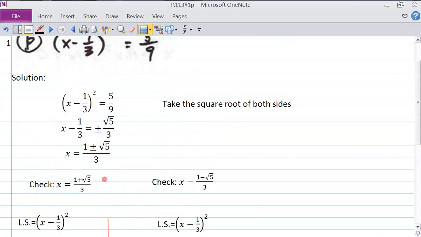So again, here, the root of 5 is about 2.2. It's an irrational number. If you wanted to, you could give approximate answers as 1 plus 2.2/3 or 1 minus 2.2/3. But those would be approximate answers. These are exact answers here. 2 answers right over here.